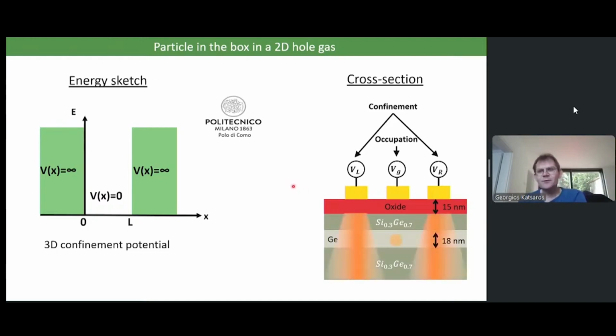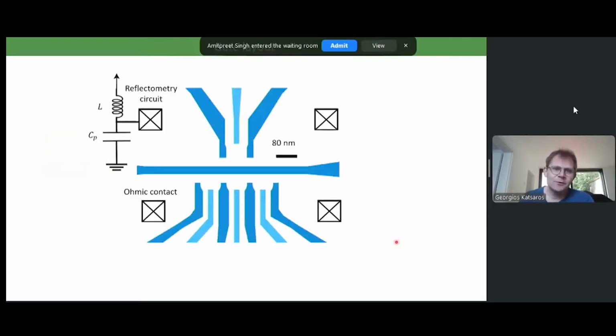So if now you would apply a potential, you deplete all the holes in that part, and you stay with carriers in what will become the quantum dot. This is a top view of how typically our devices look like. So you have different layers written at different times.